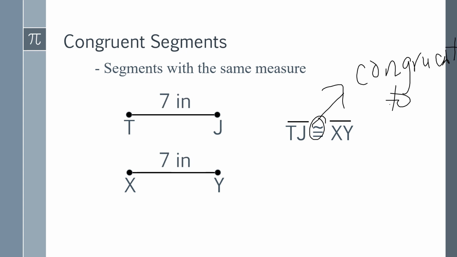Once you give each segment a number, a measurement, which is 7 inches, now we say that the 2 segments are equal. So the distance between T and J is equal to the distance between X and Y. Or we could also say the length of TJ is equal to the length of XY.